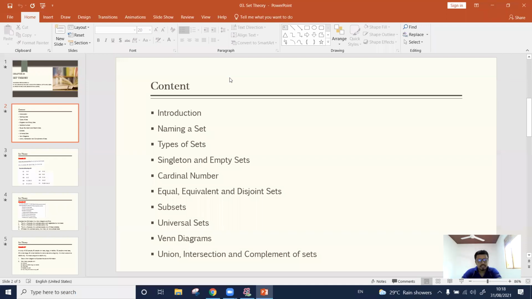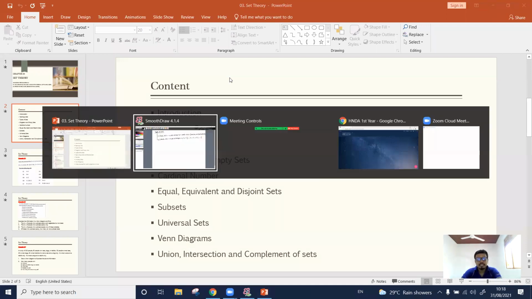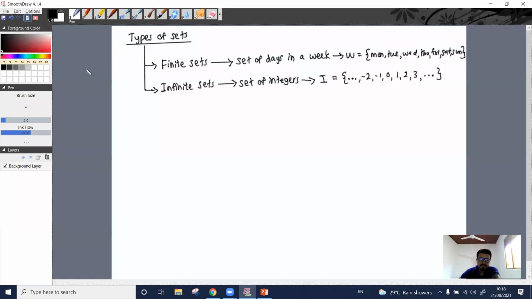Right. Then singleton and empty sets. These things you know, but for some the terms may not be familiar. Singleton and empty sets. Right.